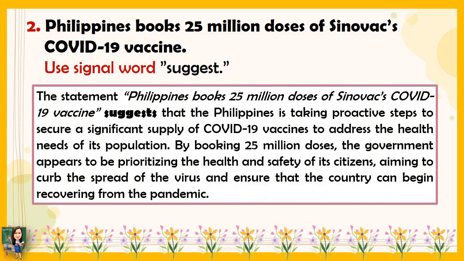The statement, "Philippines books 25 million doses of Sinovac COVID-19 vaccine," suggests that the Philippines is taking proactive steps to secure a significant supply of COVID-19 vaccines to address the health needs of its population. By booking 25 million doses, the government appears to be prioritizing the health and safety of its citizens, aiming to curb the spread of the virus and ensure that the country can begin recovering from the pandemic.